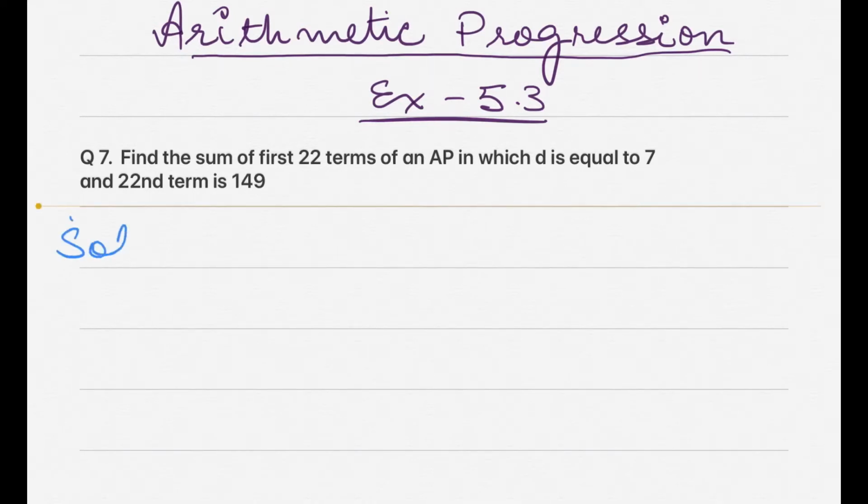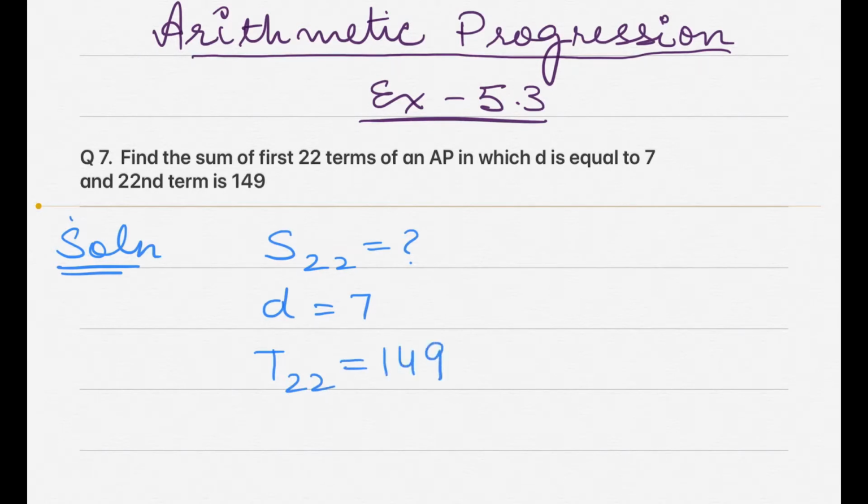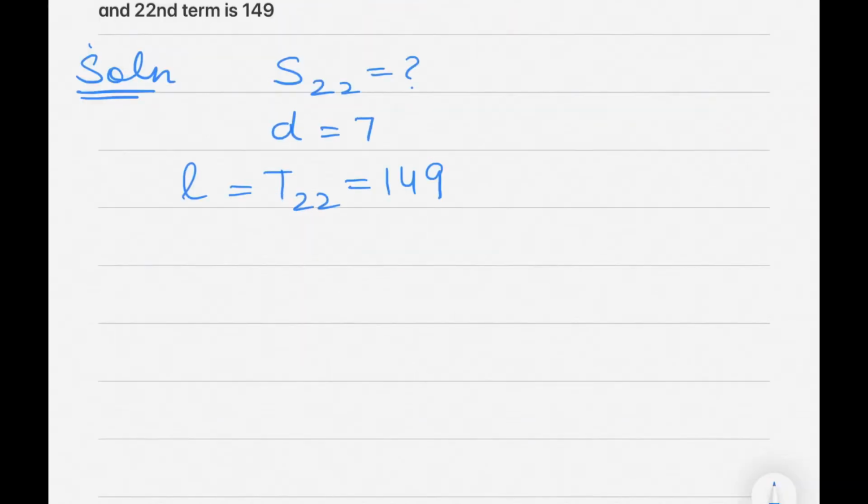So now let's see what all is given and what we have to find out. We have to find the sum of 22 terms, in which D is equal to 7 and the 22nd term is equal to 149. Since we are given the 22nd term, we need to find A here. So A I can find out by my term formula.